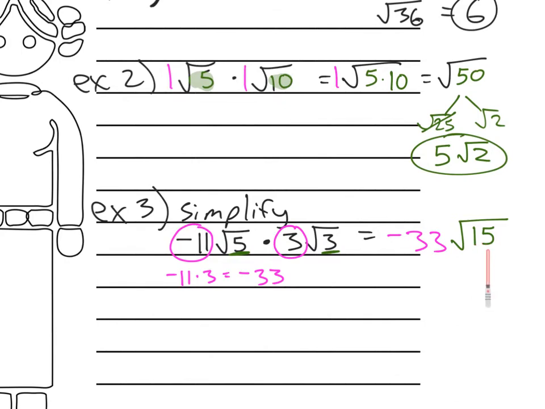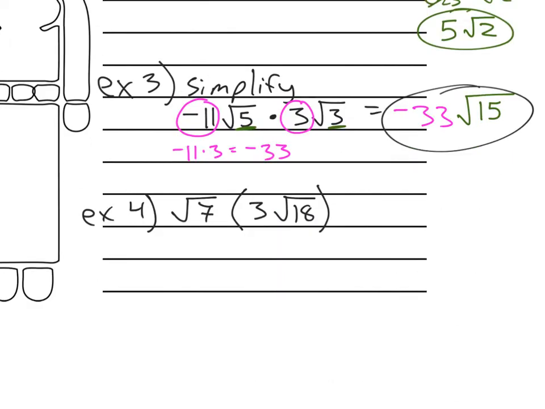Can we use 5 and 3? No, even though 5 times 3 is 15, we can't use it to break it down because neither 5 nor 3 are perfect squares. It has to be a perfect square. So that is your final simplified answer. All right, don't freak out. That's another way to show multiplication. Remember, parentheses mean multiplication. If it freaks you out so much, you could rewrite it, if you needed to, as root 7 times 3 root 18.